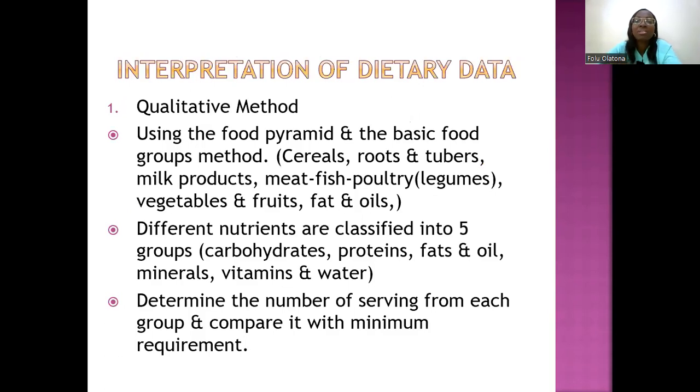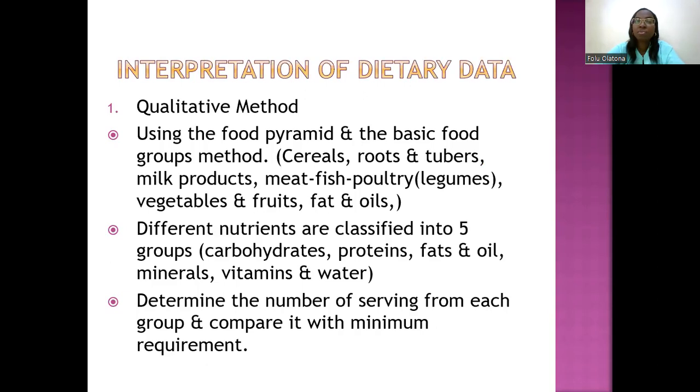So how do we interpret this dietary data? Remember, it's a qualitative method of assessment. Using the food pyramid and the basic food groups, you are able to classify food under the different food groups. Then the nutrients too are classified after you have measured the food and the amount.